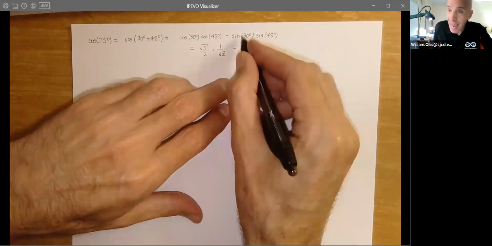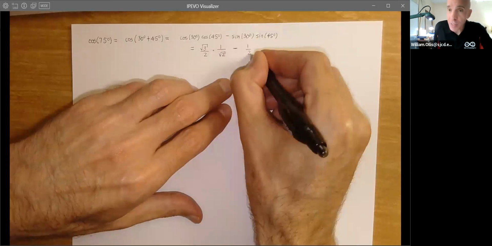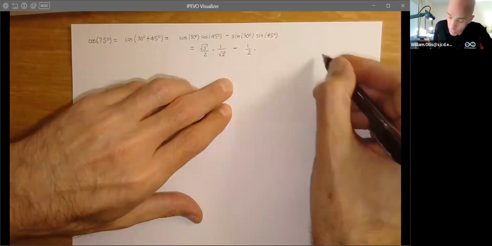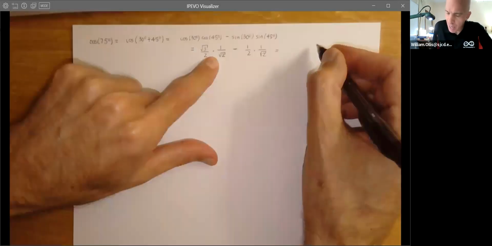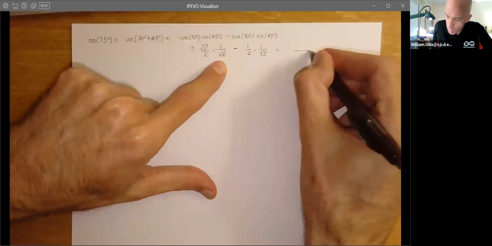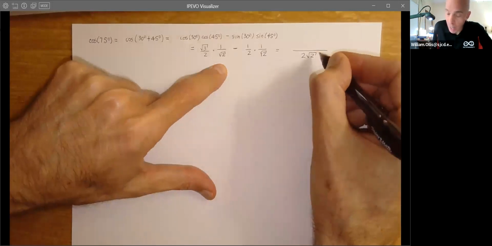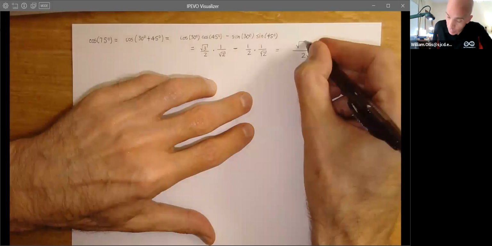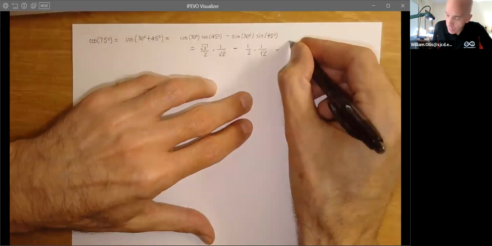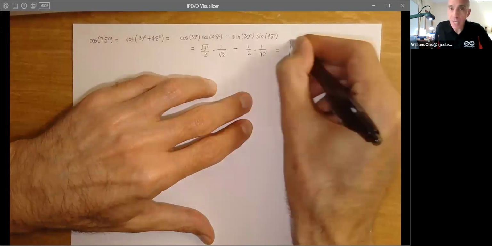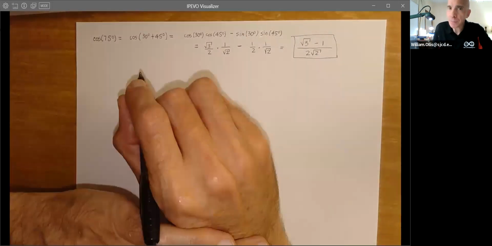So now sine of 30 degrees, that's 1/2. And then sine of 45 is 1 over root 2. So now it's like, okay, well, we're done. We have the same denominator, 2 root 2. Of course, you can use root 2 over 2 if you like, and then we have root 3 minus 1. And there is the exact value of cosine of 75 degrees. So you can use that in your computation.